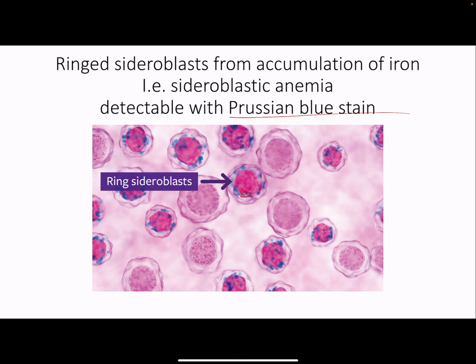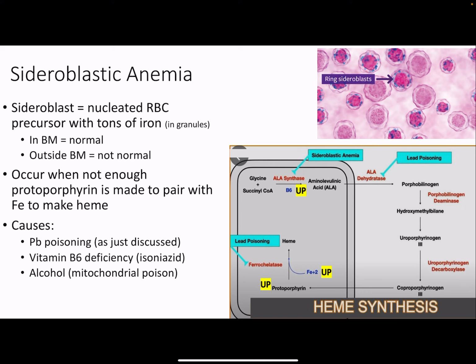You can have sideroblasts in the bone marrow, but if you have sideroblasts pushed out into the systemic circulation, that is a sign that there is maybe lead poisoning or something wrong with your heme synthesis pathway. So these are sideroblasts, and this is sometimes termed sideroblastic anemia. Like we said, sometimes these are nucleated red blood cells, but they have these iron granules, and outside of the bone marrow, this would be abnormal. So not enough protoporphyrin to pair with the iron. So good, we talked about that. And we said that lead poisoning makes sense. Now, what are other causes?